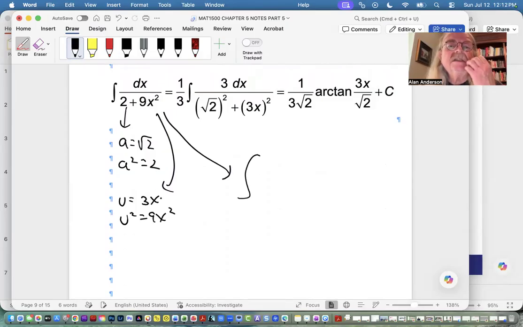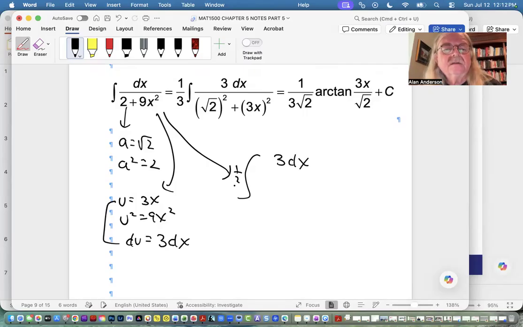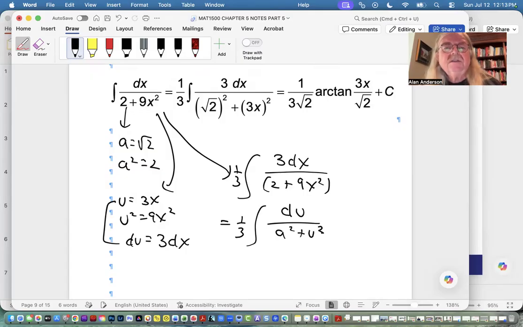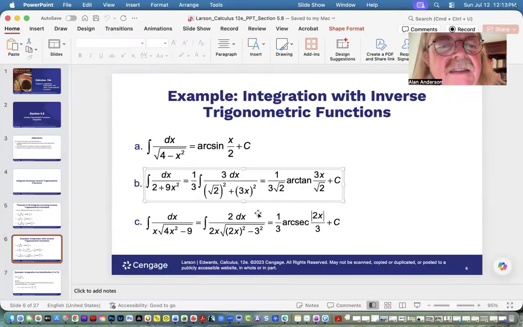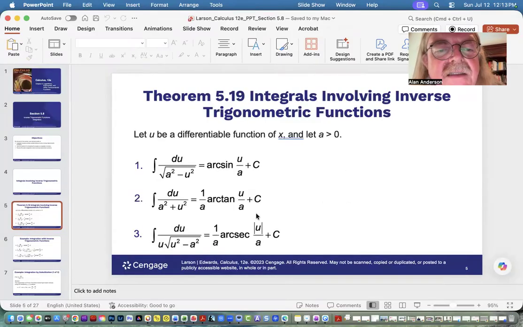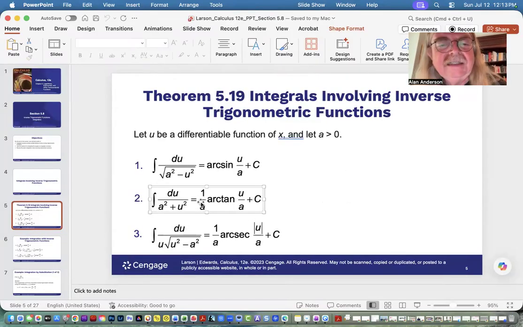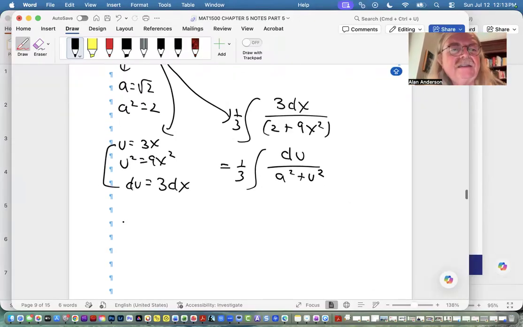And so we've got to ask ourselves if there's a formula for, oh, yeah, see, there's the thing. That means that du is 3 dx. So we'd have to rewrite it like this. And then we would have, so is that one of our formulas? Why, yes, it is. It's the arctan. Look at that.